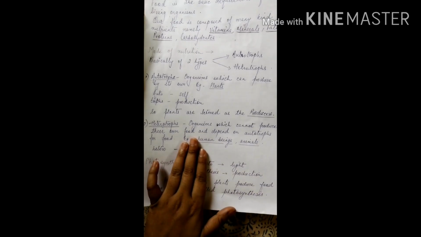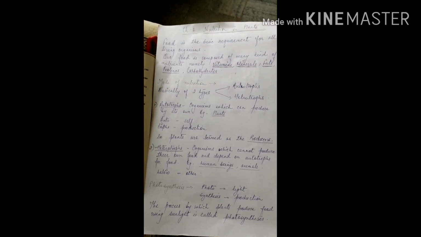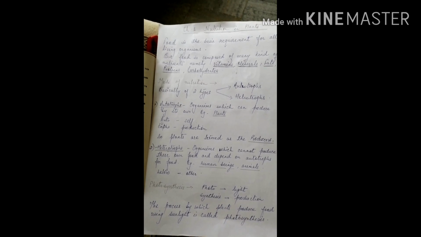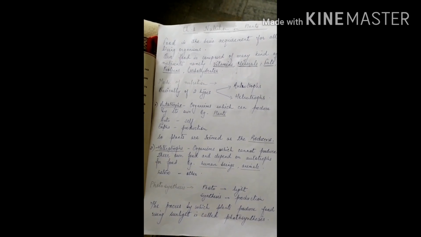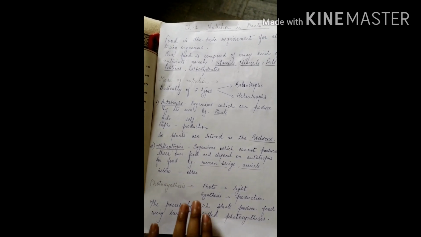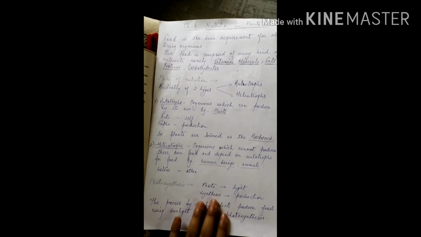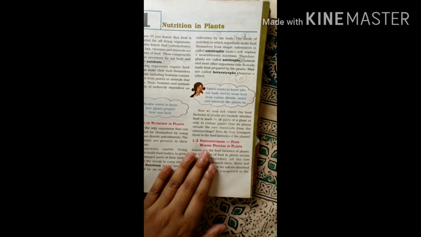Now the second is heterotroph, organisms which cannot produce their own food, or you can also say the organisms which are dependent on the autotrophs directly or indirectly for their food are termed as the heterotrophs, example being human beings and animals. Now our next topic is photosynthesis.